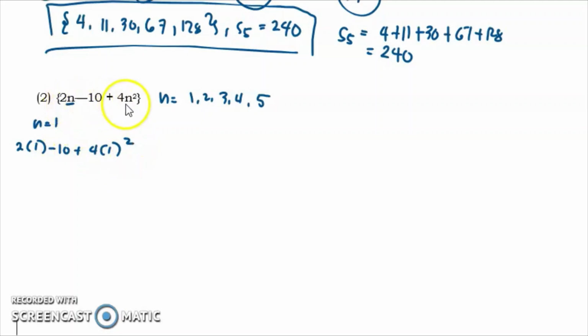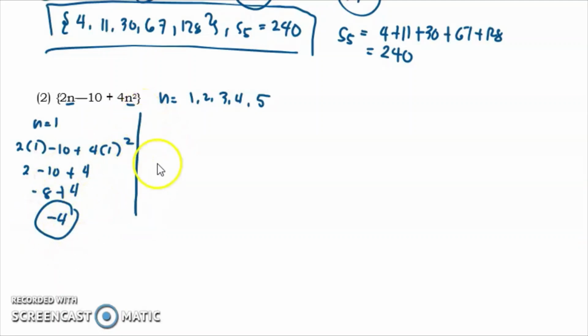So yung mga n pinalitan ng 1. 2 times 1 is 2 minus 10 plus 1 squared is 1 times 4 is 4. 2 minus 10 is negative 8 plus 4. Negative 8 plus 4 is negative 4. O, ito na yung first term nyo.